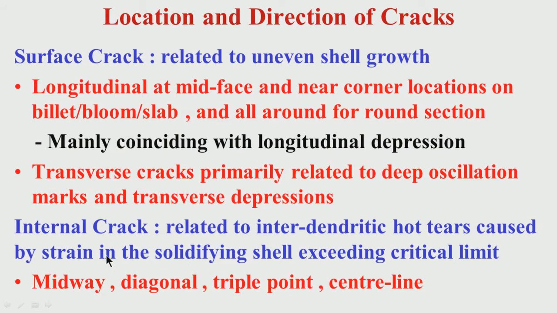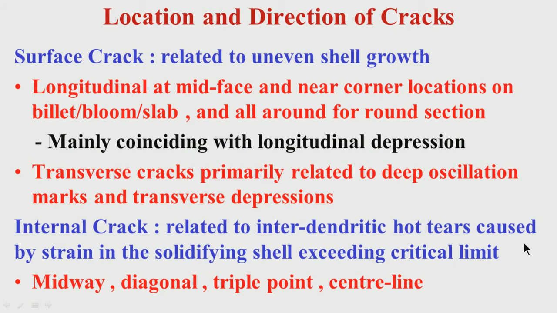Why do they form? If there is strain in the solidifying shell, and if it is limited within some limits, that means it is less than the critical value, then the crack formation can be controlled. But if the strain generation is relatively high, above the critical limit, then you can have internal cracks, which we call hot tears, in the interdendritic region, forming at relatively high temperature.